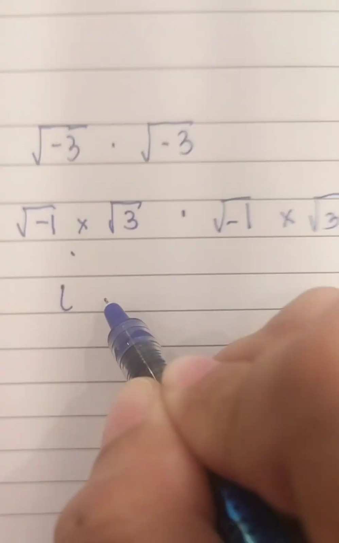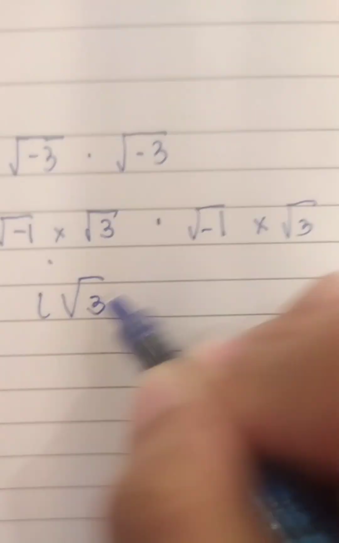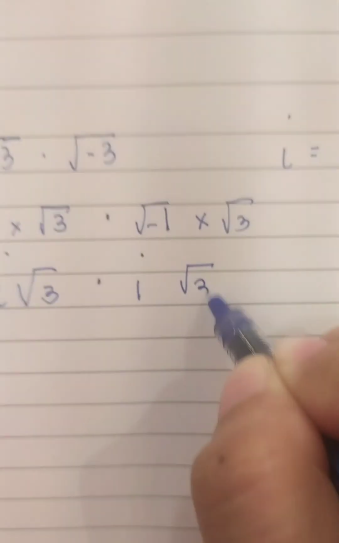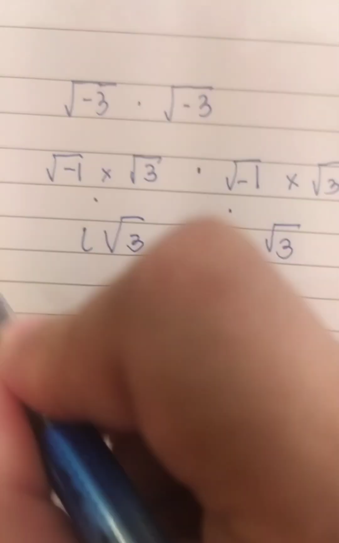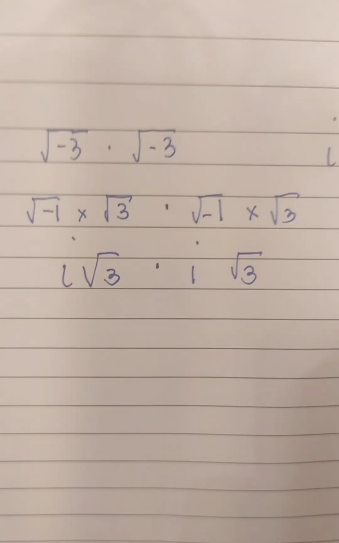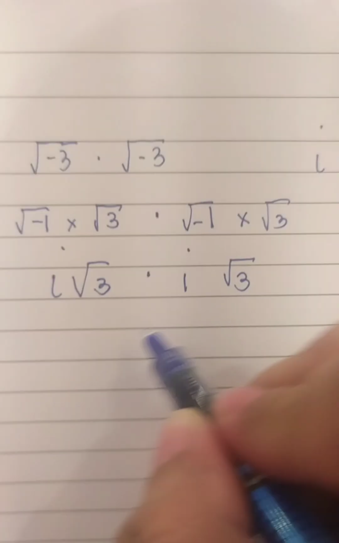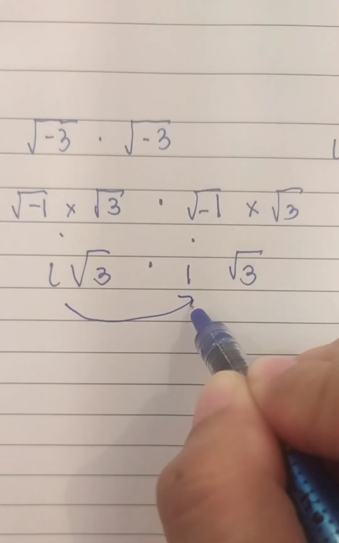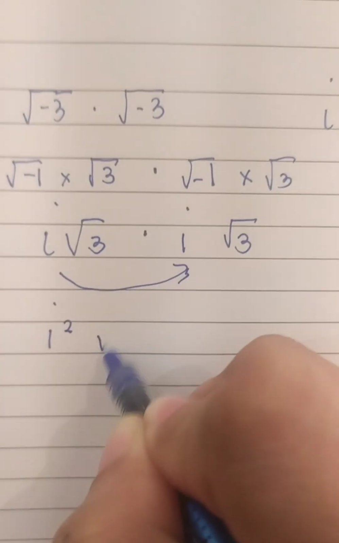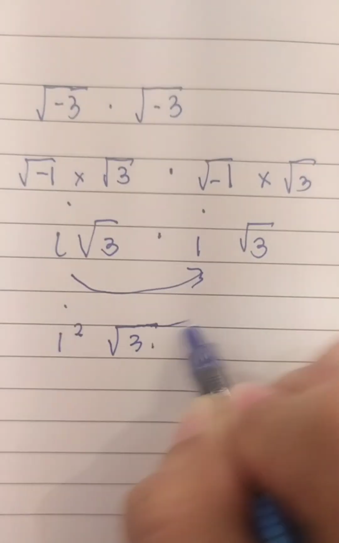Magiging I times square root of 3 times I square root of 3. Now, eto na yung ating equation. Now, ang gagawin ulit natin is that we are going to combine these I's. So, magiging I squared times square root of 3 times 3.